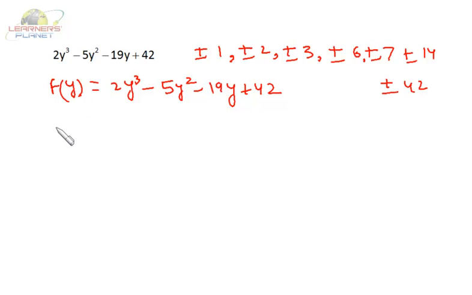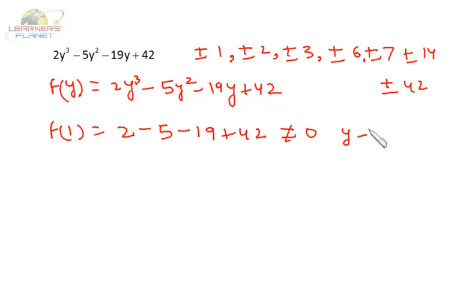Okay, now first of all let's check for y is equal to 1. Just put the value of y as 1. So f of 1 is y cube will be 1 only, it's 2, then it is minus 5 minus 19 plus 42. So it is not equal to 0. That means we are putting y as 1 and we are not getting 0. That means y minus 1 is not a factor.